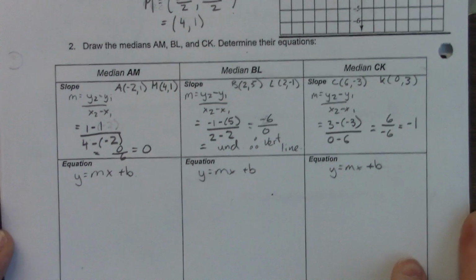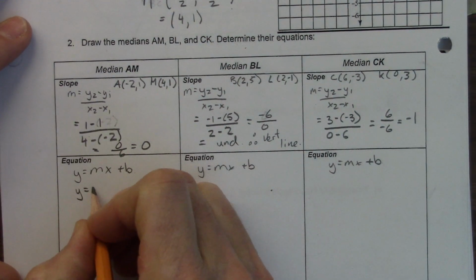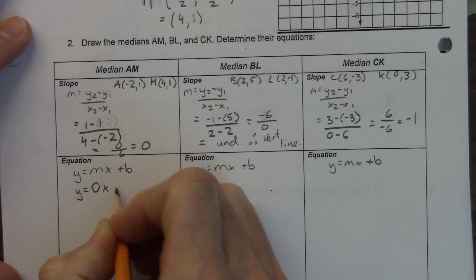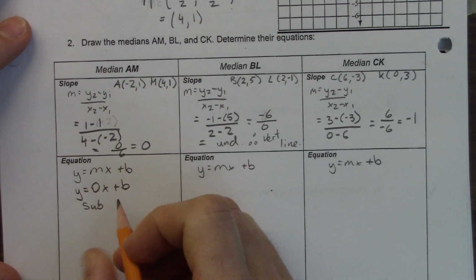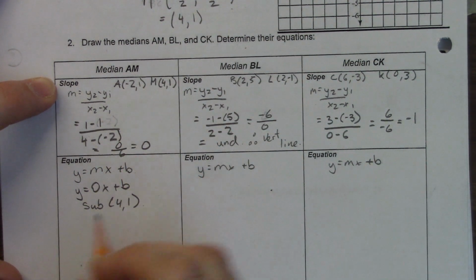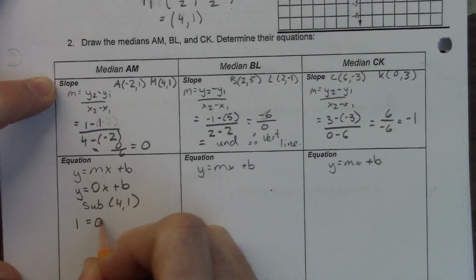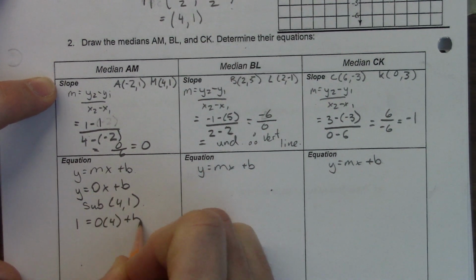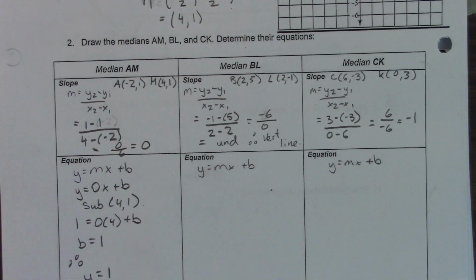Okay. So now to get our equation, y equals 0x plus b. I can sub in either point. Let's do (4, 1) into this equation. So y is 1, x is 4, so b is equal to 1. Therefore, my formula is y equals 1.